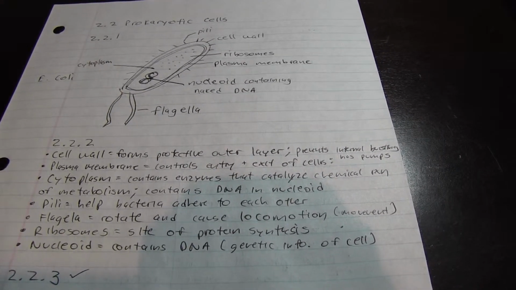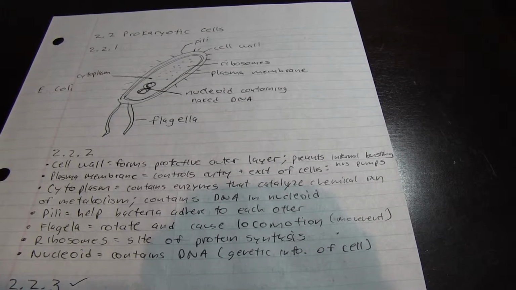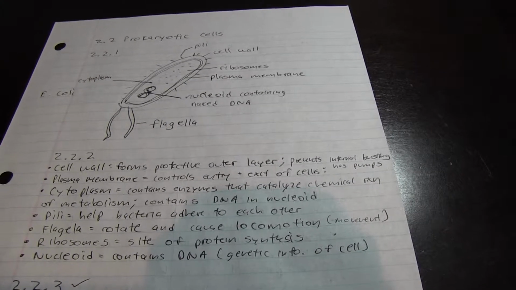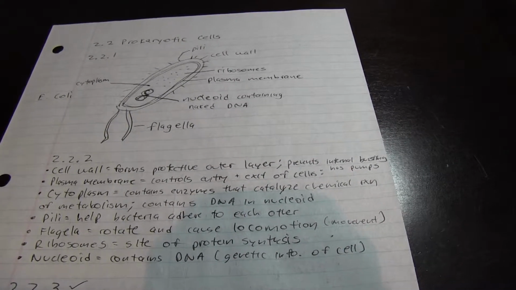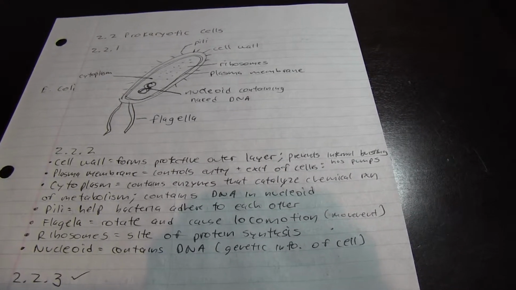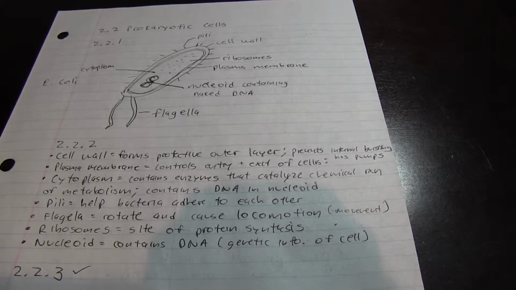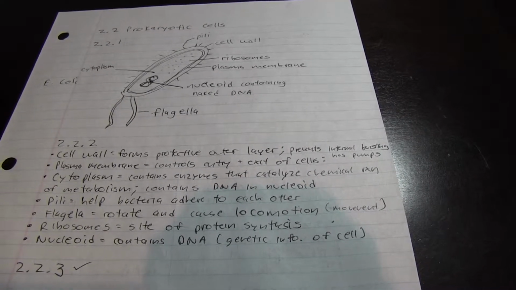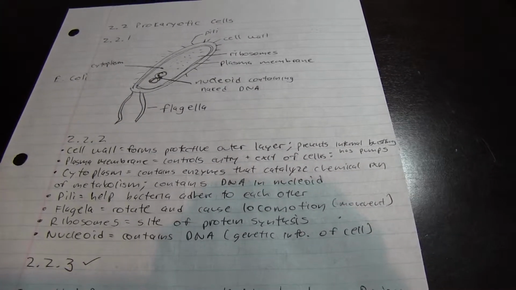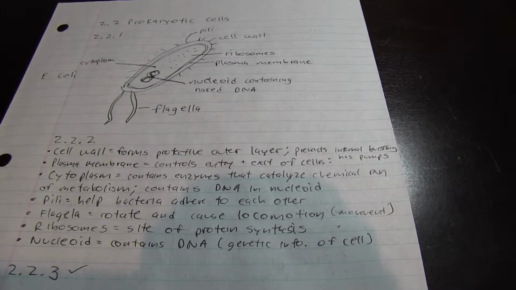The pili have an adhesive property, which allows them to attach to other prokaryotic cells for whatever function they need to do. Flagella can rotate and propel and essentially cause the cell to move. Ribosomes are the site of protein synthesis, and the nucleoid contains the DNA, which, as we all know, is the genetic information of a cell. So those are the main functions that you probably want to hit.